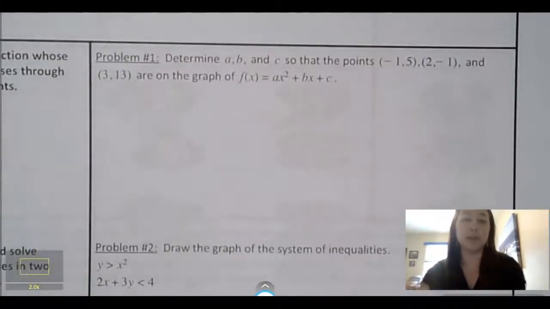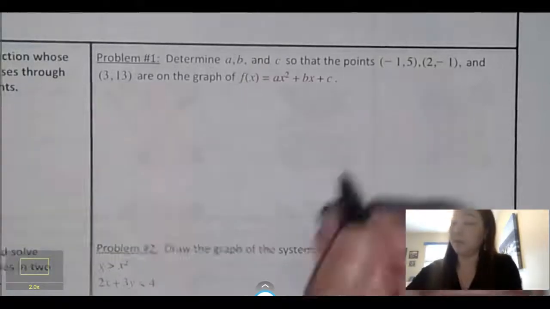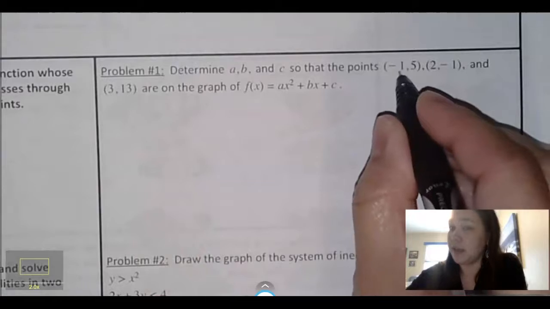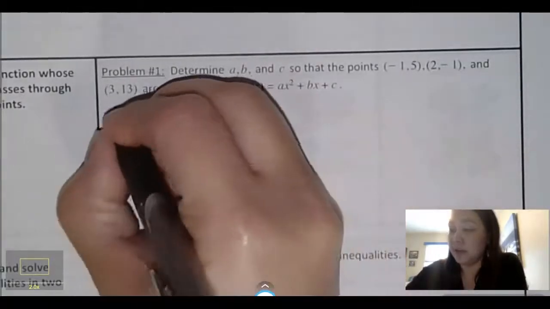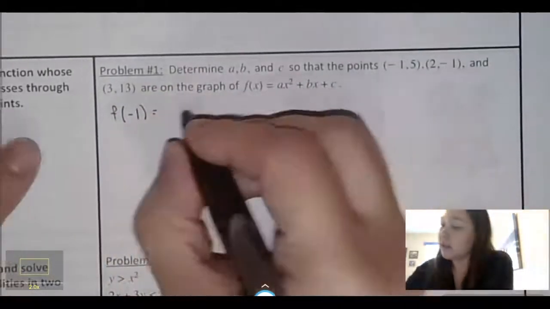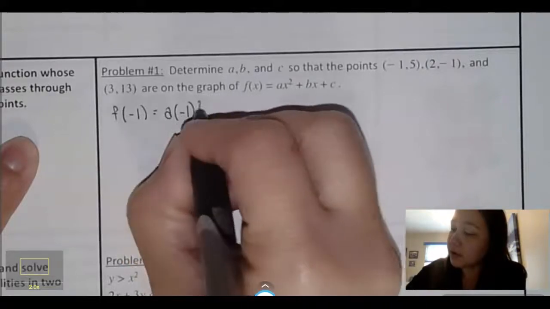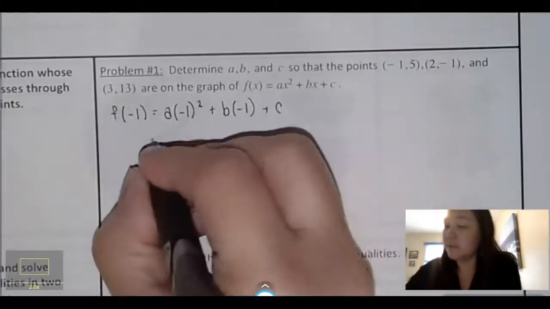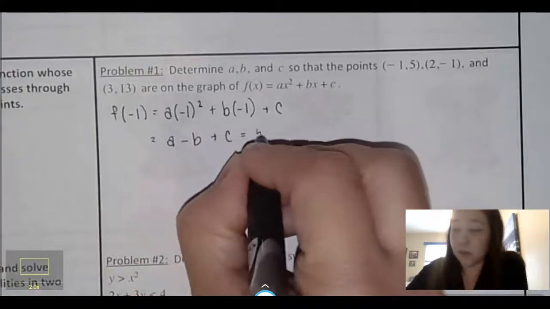So problem number 1 says determine A, B, and C so that these 3 points are on the graph. So, what we're going to do here, we're given this function, and we know that if I plug in negative 1, I should get 5. So, f of negative 1 is going to be a times negative 1 squared plus b times negative 1 plus c, or a minus b plus c, and this is going to equal 5.